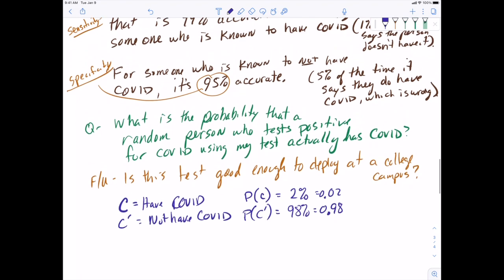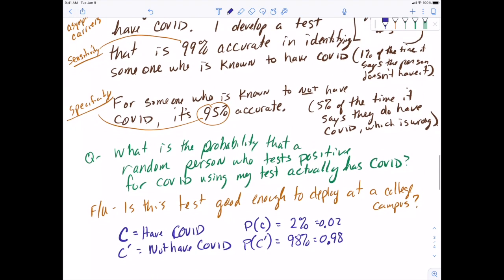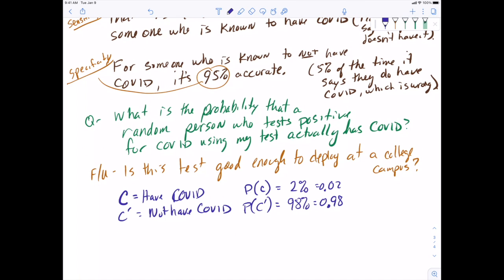All right, so now let's do the other variable that we know, which is T. Let's call T someone who tests positive. Well, we don't know that in the general population right now. T prime will be test negative. You test negative, not positive.